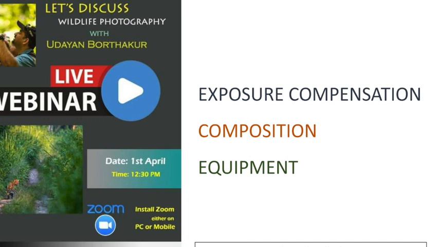Nayan's question is the same, which you have already covered: use of flash. A lot of the best wildlife images are made with flash. What is your suggestion on using flash during wildlife photography? I think I've answered it more or less. Yes. So Mahesh Devnath's question: any macro photography workshop planned this month? This will be taken up separately.